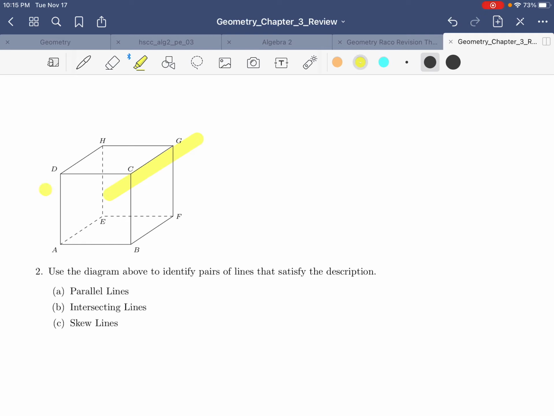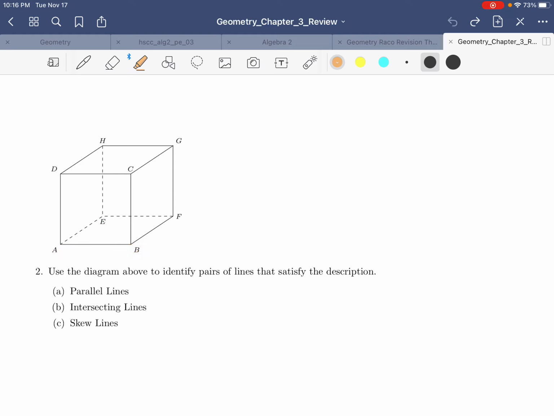And then I get the lines that are going from the front to the back. Those, once again, are going in the same direction. They don't intersect each other, so I'd classify those as parallel. And then finally, the lines that are going left to right, AB, EF, DC, and HG, those are all parallel lines. So any of the blue lines, any of the yellow lines, and any pair of the orange lines would have totally satisfied that question.